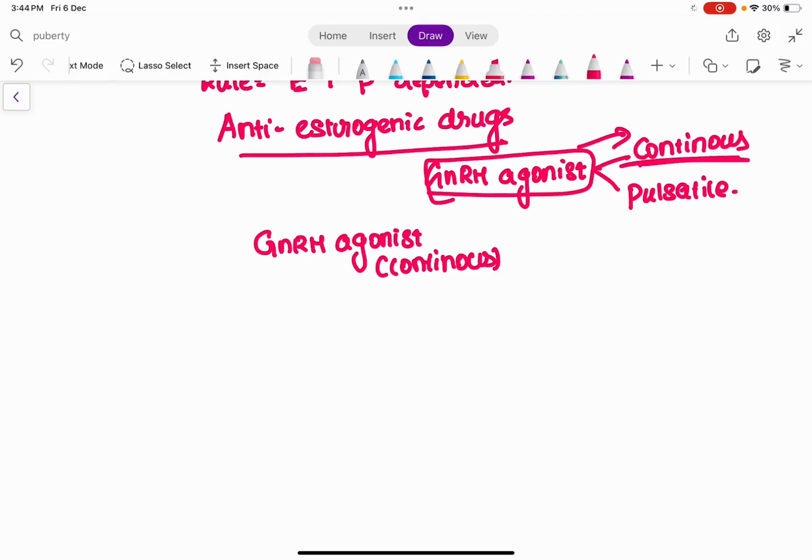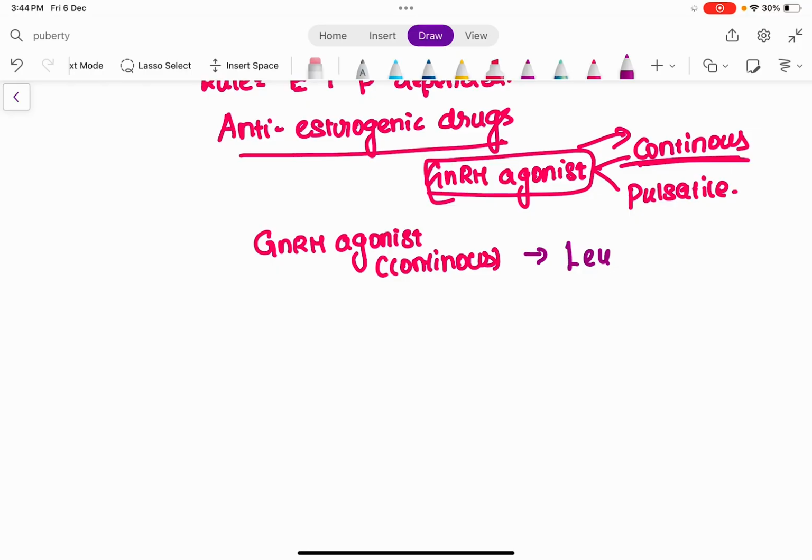But if GnRH agonist is given in a pulsatile manner, it has a positive feedback. It acts on the anterior pituitary and releases the FSH and LH. FSH and LH will act upon the ovary and release the estrogen and progesterone. Since you are going to give it in a continuous manner, it is going to have a negative feedback on the anterior pituitary and it will never release LH and FSH. And since LH and FSH are not released, they can never act on the ovary to release the estrogen and progesterone. Is that clear?